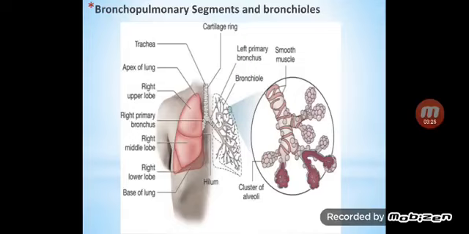The bronchopulmonary segment is triangular in shape and it is surrounded by connective tissue. The tributary of the pulmonary vein runs in the connective tissue between the adjacent bronchopulmonary segments, and there is also a branch of the pulmonary artery, as I said. Then what else? Each segment has its own lymphatic vessels and autonomic innervation. That's why I said it is a structurally and functionally independent unit.